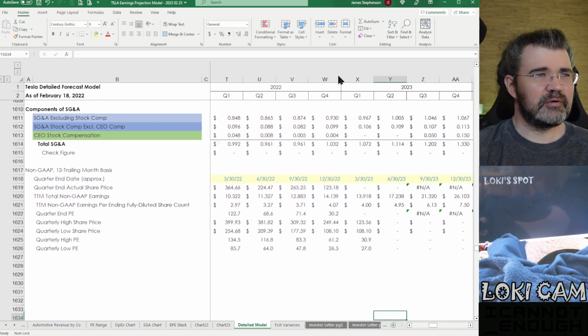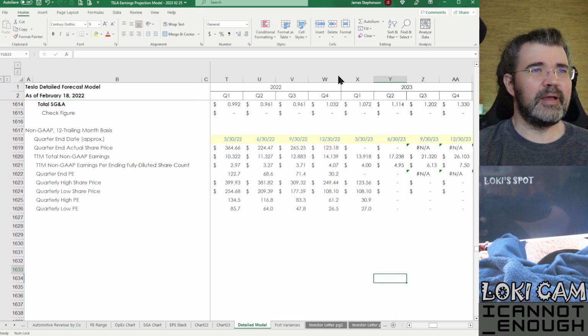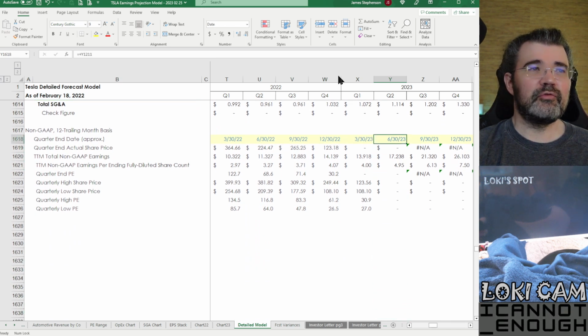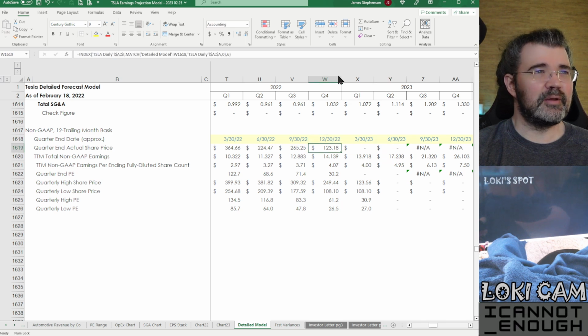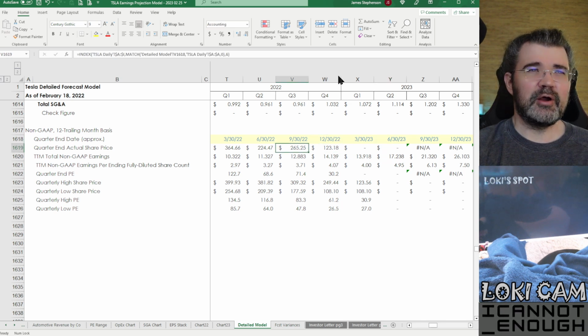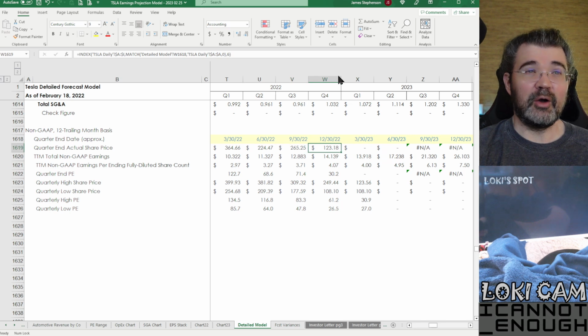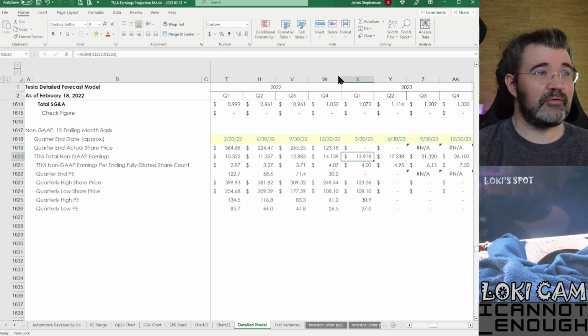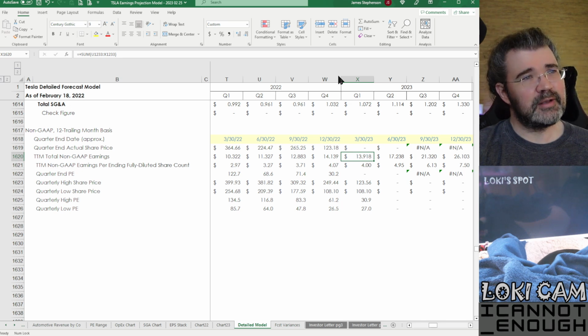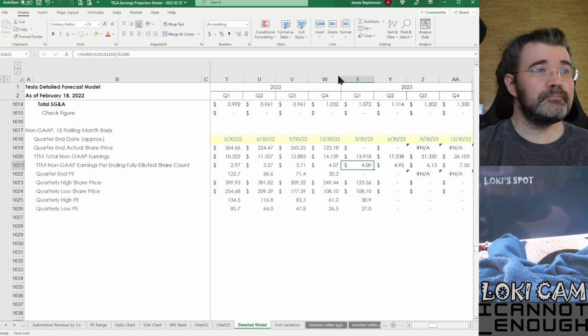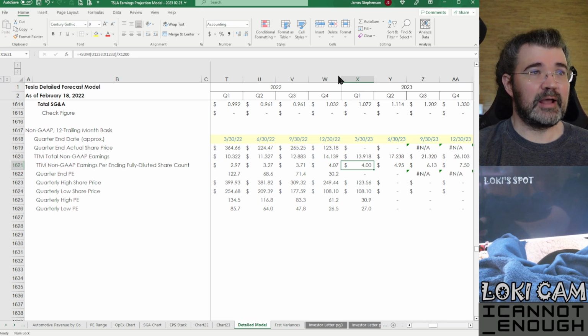And then I have a section for non-GAAP, 12 trailing month basis. So I've got the dates, the quarter ending dates that are approximate, quarter end actual share price information here. We don't know what the quarter end actual share price will be for Q1 or any of the future quarters yet, because it hasn't happened. Then there's a line here for 12 trailing month non-GAAP earnings, and a line for 12 trailing month non-GAAP earnings per ending fully diluted share count.